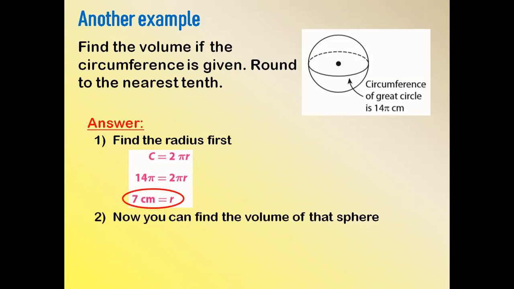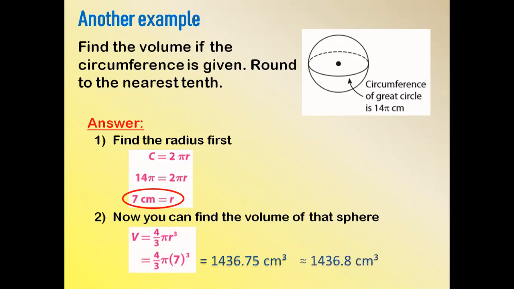Now I'm going to replace the r inside my rule, which is volume equals 4 over 3 pi r cubed, and the radius here is 7 cubed. So the answer is 1,436.75 centimeters cubed. And by approximation, the 5 will push the 7, so it gives me 8. So 1,436.8 centimeters cubed. And here is the volume for this bubble, or for this sphere.